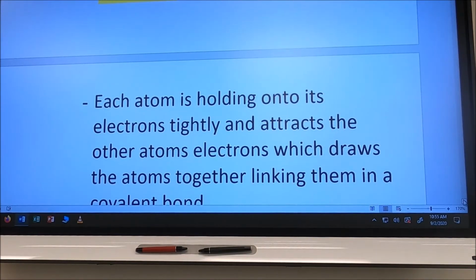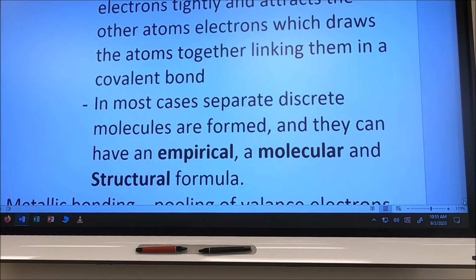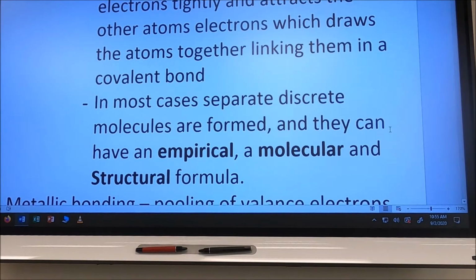Covalent bonding happens between nonmetals and nonmetals. They share electrons because each atom is holding onto its electrons tightly. They're attracted to one another. The electrons are drawn together and they're linked together in the covalent bond. In most cases, we create separate discrete molecules where all of the covalent bonding is going on inside, and they form these units. For a covalent compound, we're going to talk about empirical formulas, molecular formulas, and structural formulas. More later, previews of coming attractions.